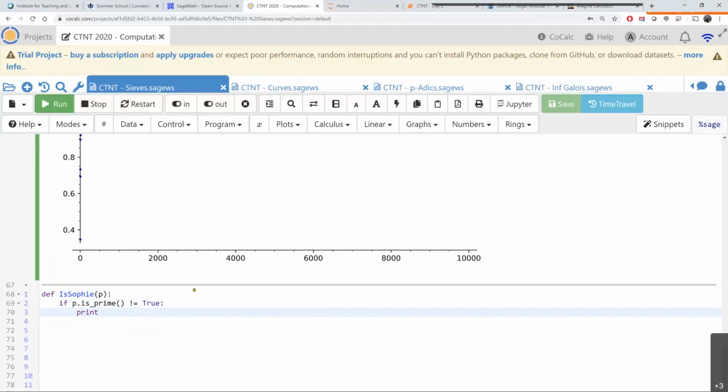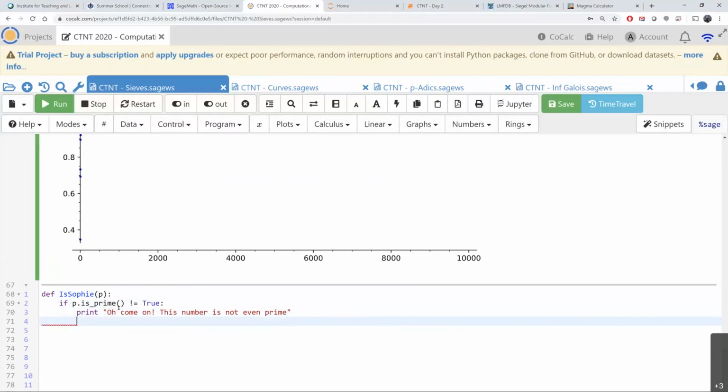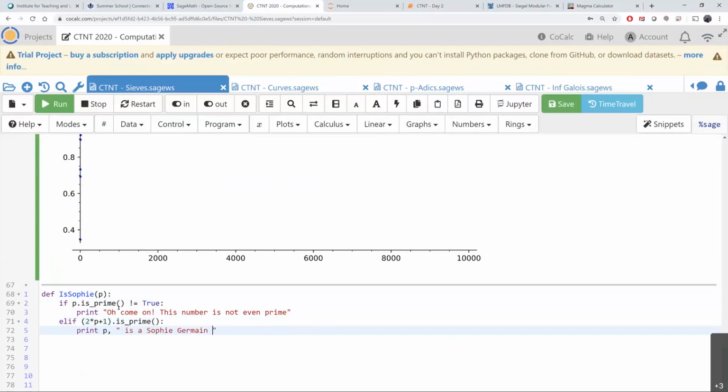You're fine. Okay, good. So first of all, I'm checking in the function that if I have a Sophie Germain prime, the number itself should be a prime. If it is not, then it's going to yell at you: oh, come on, this number is not even prime. And if it is prime, then I'm going to check 2p plus 1, and if this one is prime, then I'm going to print that p is a Sophie Germain prime, because 2p plus 1 is also prime. Well done.